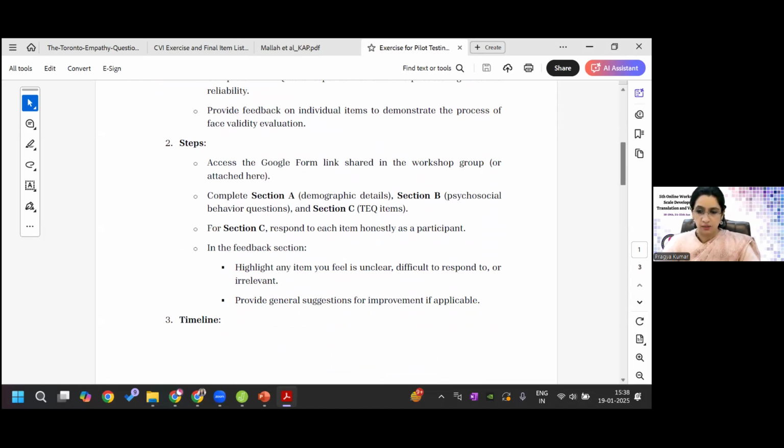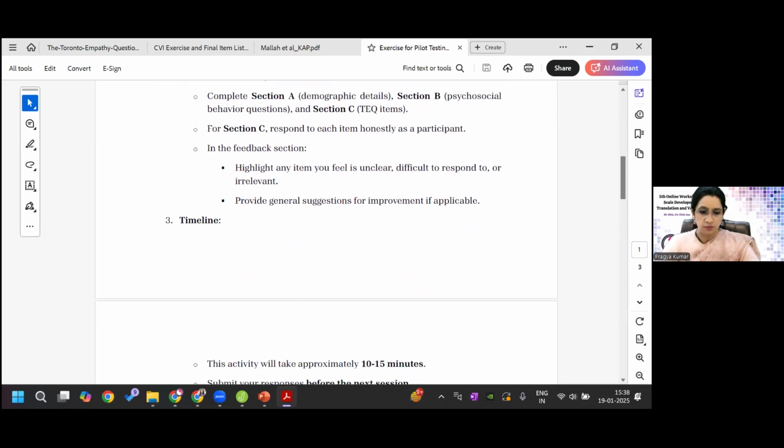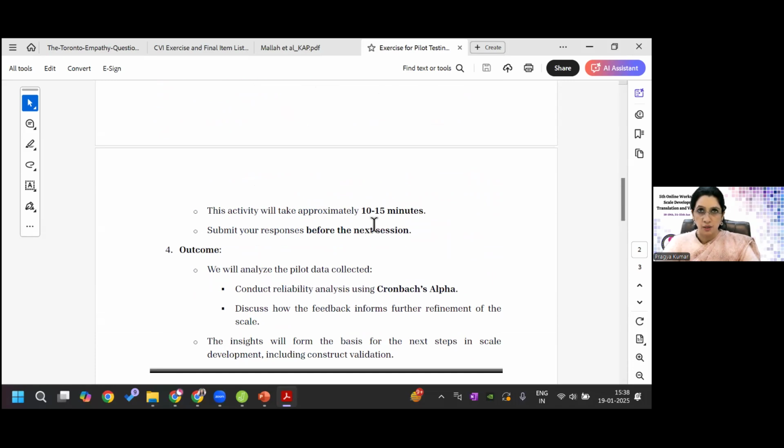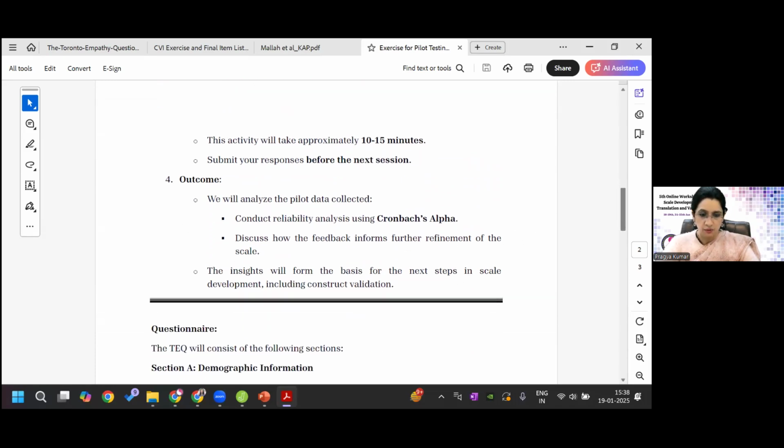Again, the activity will take approximately 10 to 15 minutes, and you have to submit your response before the next session. And we will analyze the pilot data. On your pilot data, you will do this as a breakout room activity next week, because right now I will demonstrate.